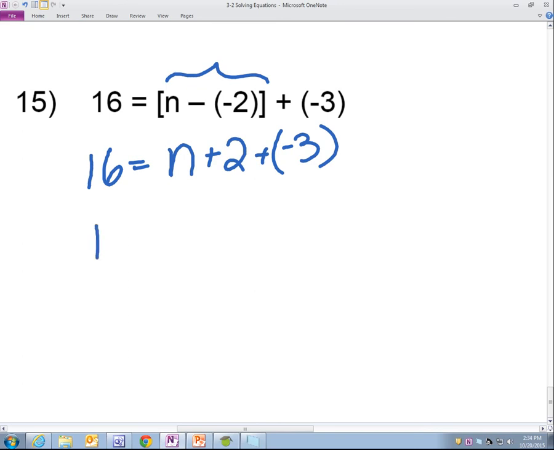Now I'm going to continue to simplify. n plus 2 minus 3 is going to be n minus 3. What? No. n minus 1. Plus -1. Which is the same thing as n minus 1.